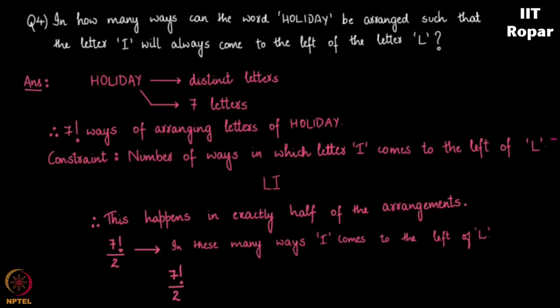So 7 factorial by 2, which comes up to be 7 into 6 into 5 into 4 into 3. So these many number of ways, the letter I will come to the left of the letter L. Let us move on to the next question.